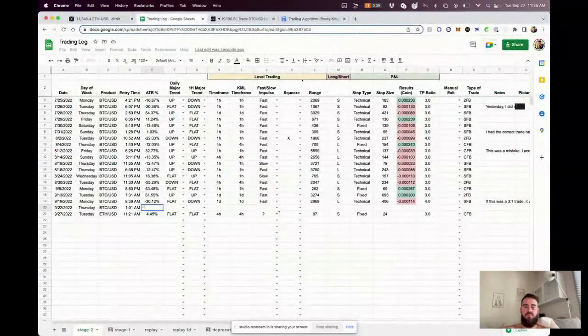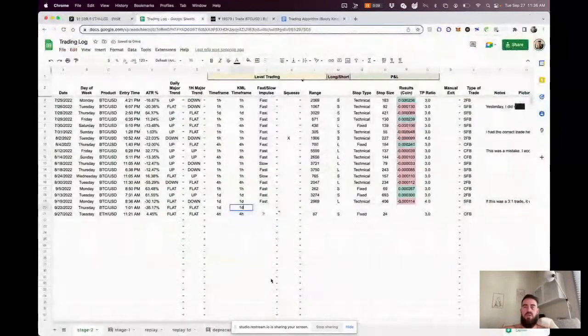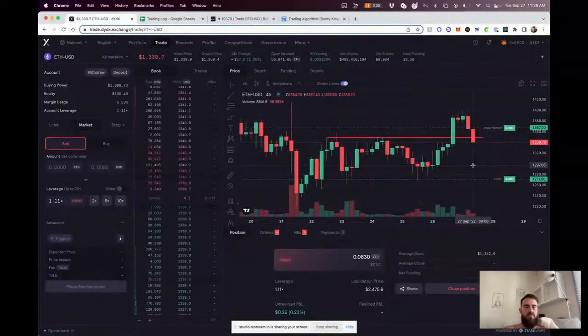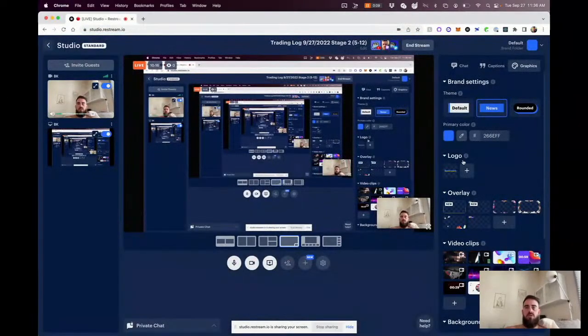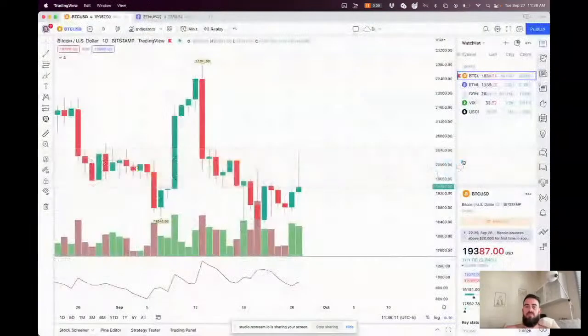So flat, flat, one day. On this one, I was trading the 1 day. And DYDX, I'm trading a 4 hour here. 1 day is, of course, preferable. A longer time frame is always preferable, and we only go as short as a 1 hour time frame.